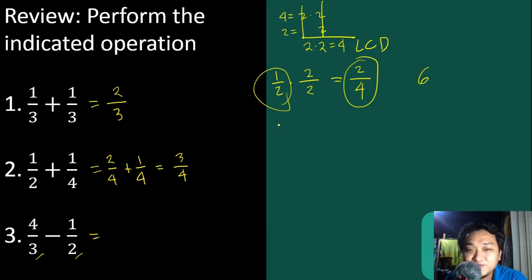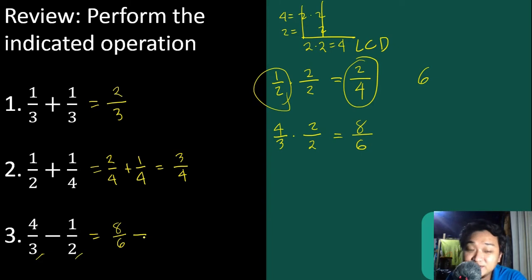Now, we are ready to convert 4/3. Ano kayang fraction ang pwede nating i-multiply kay 4/3 para yung denominator maging 6? Remember, we can multiply here 2. 3 times 2 will become the denominator 6. Siyempre, pag nag-multiply tayo ng 2, mag-multiply din tayo sa taas ng 2. So, 4 times 2 is 8. That is 8 over 6.